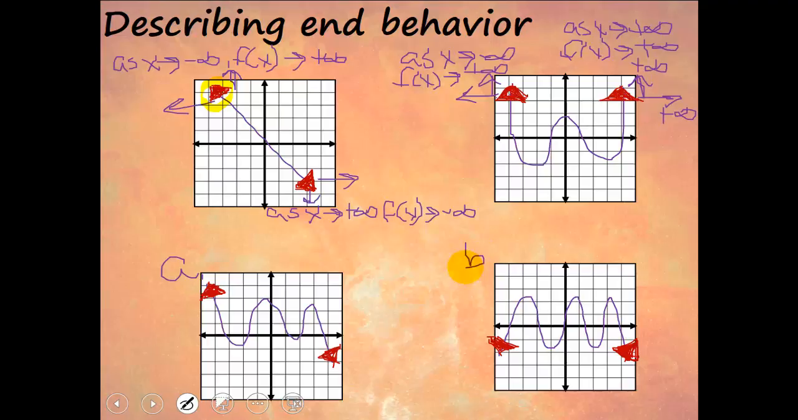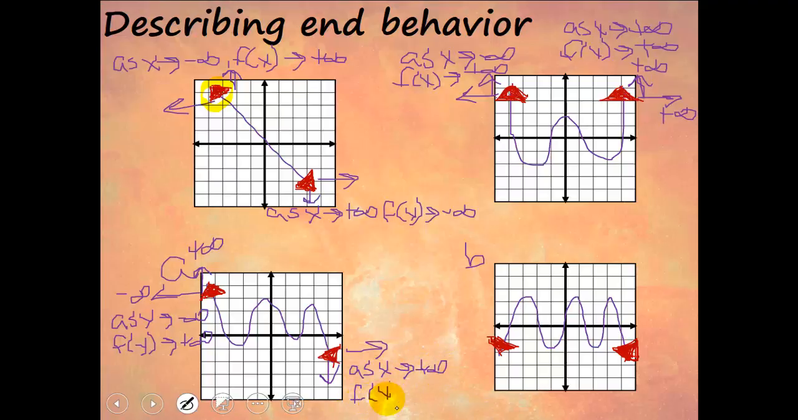All right, so for this one, this is going left, and so left is negative infinity, up is positive infinity, right? So as x goes to negative infinity, f of x goes to positive infinity. This one is going right and down. So as x goes to positive infinity, f of x is going to negative infinity.